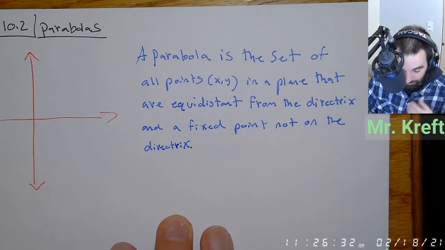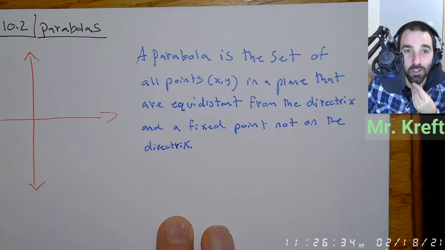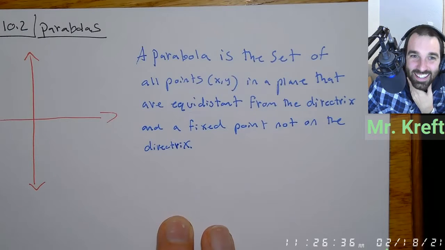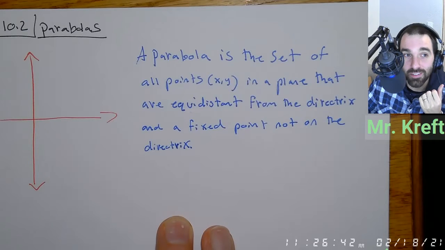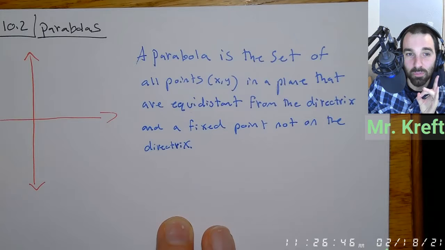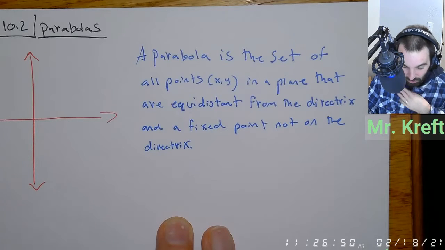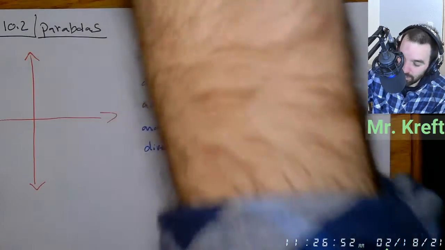Gosh, now that is a mouthful, right? So you can see why you learn quadratics in Algebra 1 and 2 instead of learning about parabolas. Okay, so a parabola is the set of all points, x, y, in a plane that are equidistant from the directrix and a fixed point not on the directrix. Okay, so what the heck does that mean?